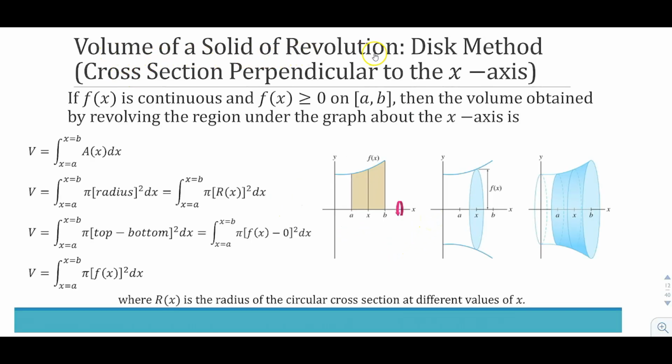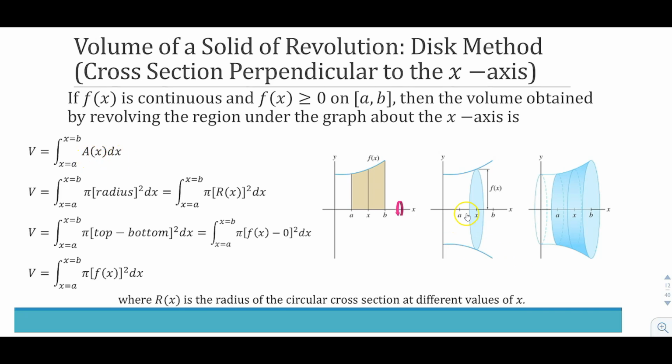Volume of a solid of revolution, the disk method, cross-sections perpendicular to the x-axis. If f of x is continuous and f of x is greater than or equal to 0 on the interval from a to b, then the volume obtained by revolving the region under the graph about the x-axis is given by, so here the volume is still going to be equal to the integral from a to b of the area function in terms of x dx.